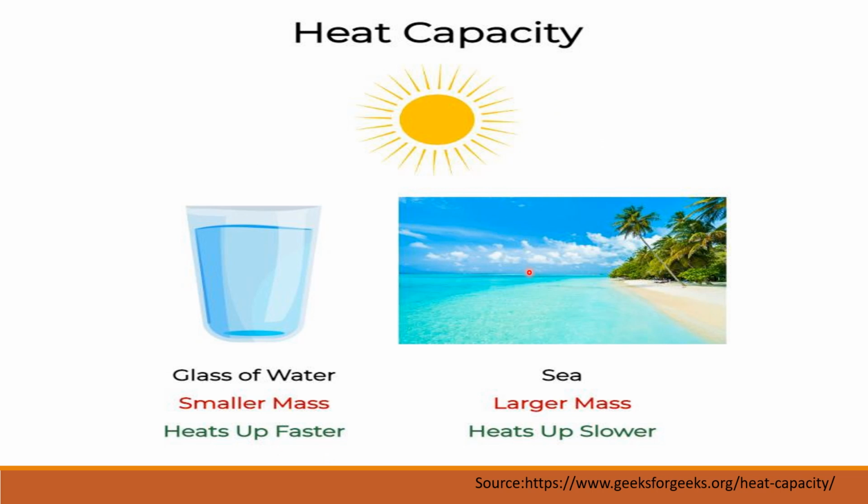You see this figure here. We take a glass of water and another image of the sea. Here the mass is smaller, so it heats up faster, because with a glass of water the mass is too small. When we keep this glass tumbler in the sun, it heats up faster. Suppose you see the sea water, it heats up very slowly because of its larger mass. So heat capacity depends on the mass of the material. If the mass is too small, it heats up faster. If the mass is large, it heats up much slower.